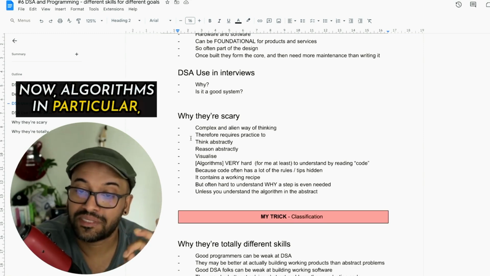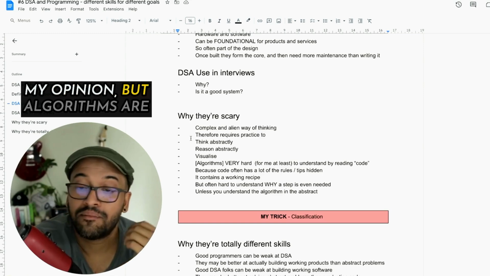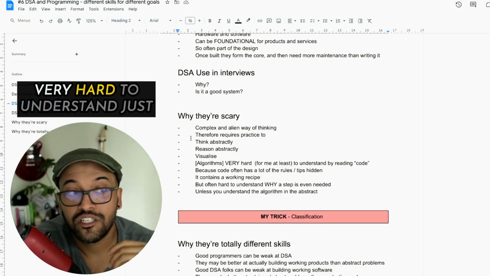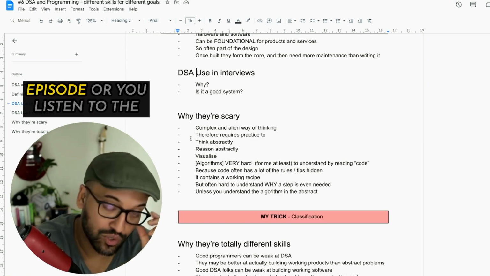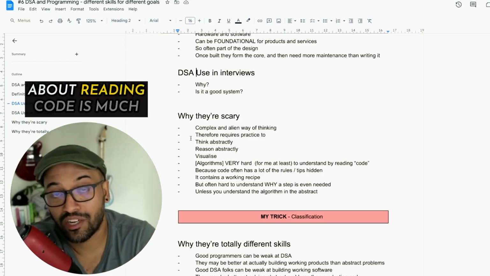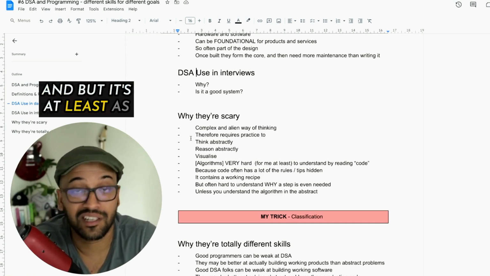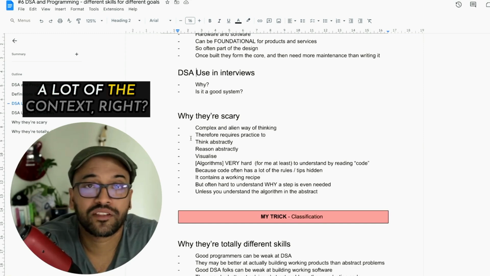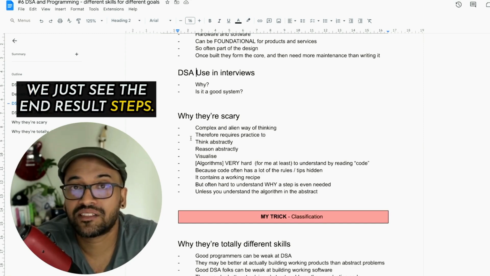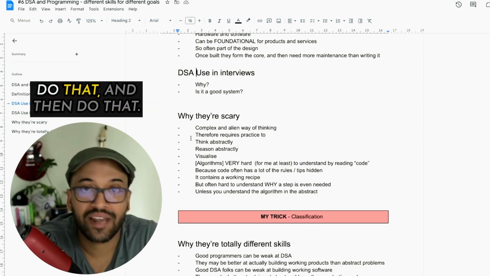Now, algorithms in particular, less so data structures in my opinion, but algorithms are very hard to understand just by reading the code. Because again, if you watch the other episode or you listen to the other episode where I talked about reading code is much harder than writing code, but it's at least as important, if not more important, we realize that reading code is very hard because we'll miss a lot of the context, right? We just see the end result steps. Do this, then do this, then do that, and then do that.